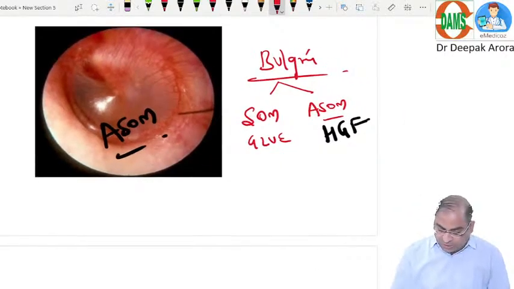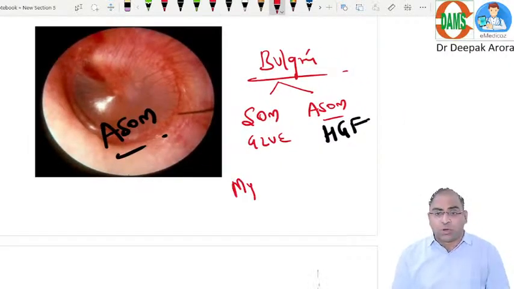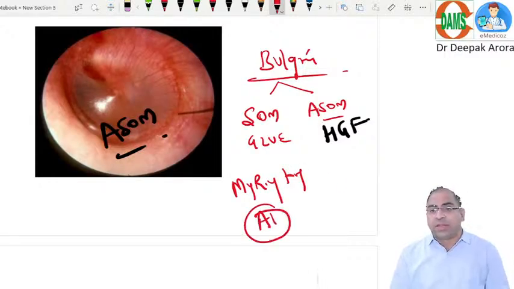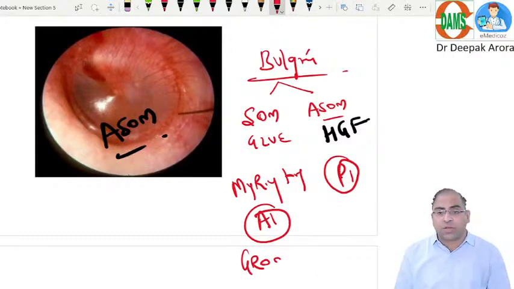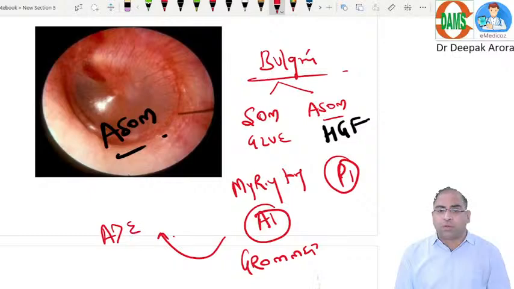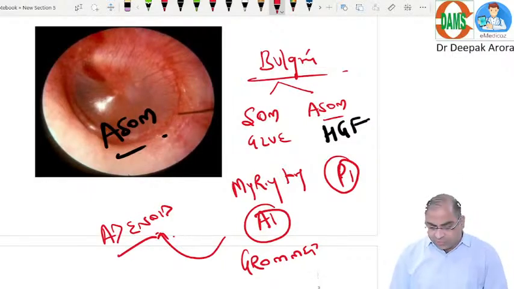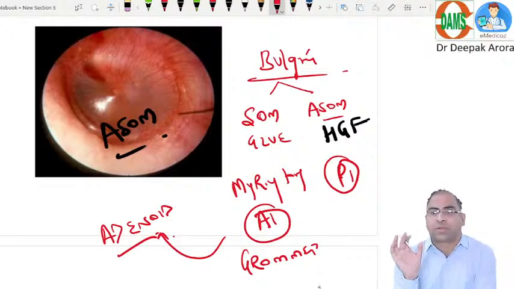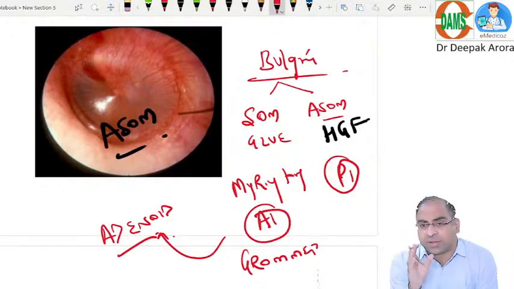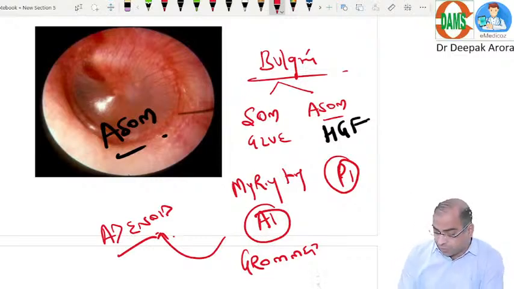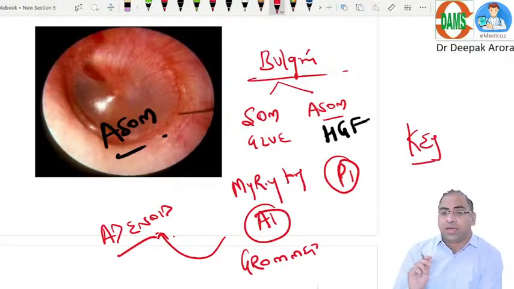If the examiner asks you the management part, myringotomy, where? Anterior inferior in ASOM, posterior inferior in serous otitis media, where we insert a grommet. With what other structure can I remove? Adenoid. Adenoidectomy is done because ET tube dysfunction is one of the important causes. Am I understandable? Clear? So either the examiner will be asking MCQ on serous otitis media or ASOM. What will be a key factor? Focus your eyes on the key word in the MCQ.